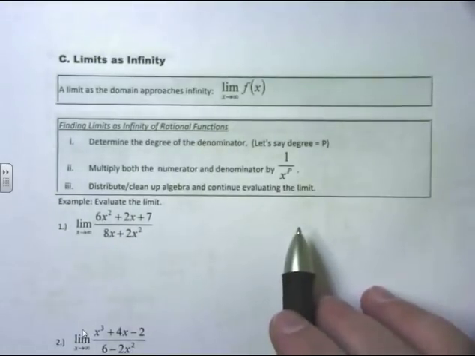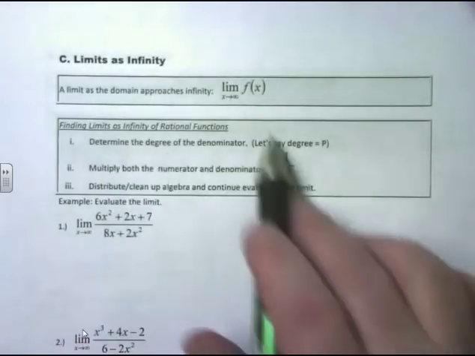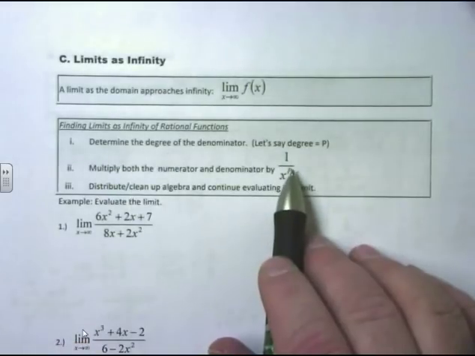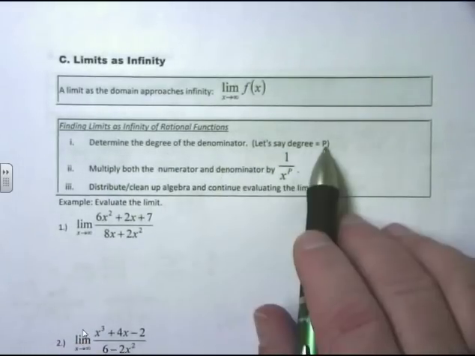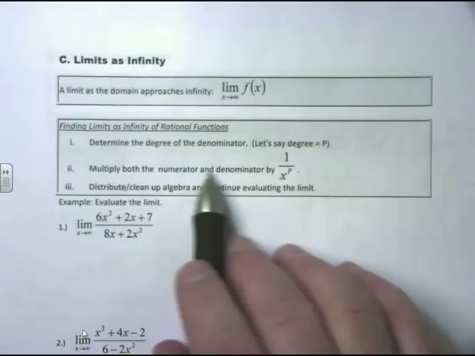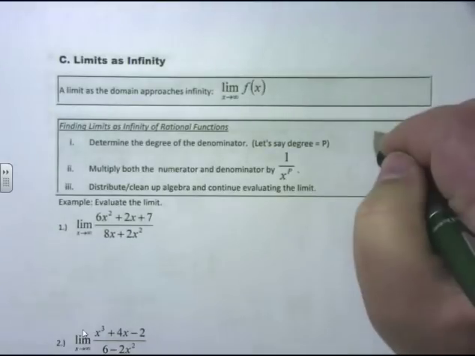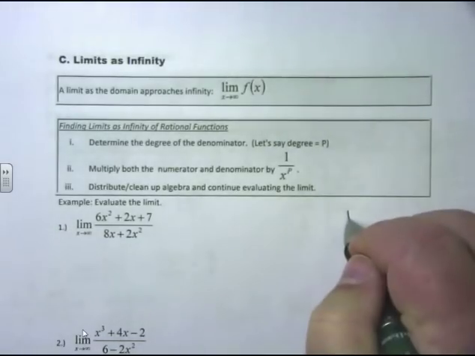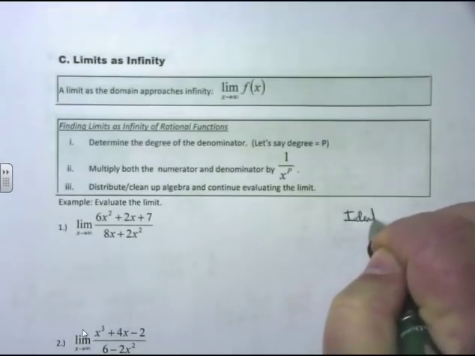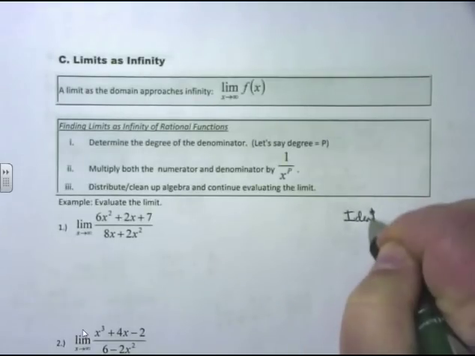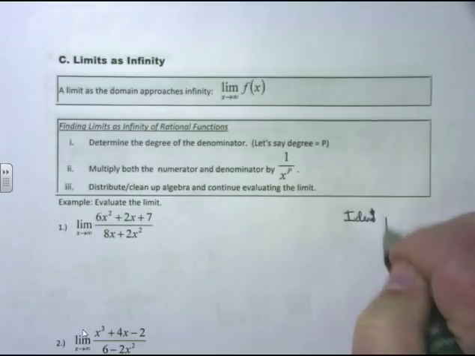And that is this. If you look at a polynomial, which is what we're going to be focusing on with this stuff, if you look at a polynomial that, say, has a degree p, okay, then you're going to multiply both the numerator and denominator by 1 over x to the p. The reason for that is this. We have an idea. So let me write my little idea over here. This is an important idea. Okay? And that is this.